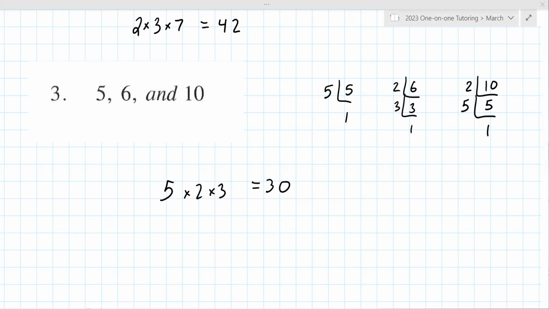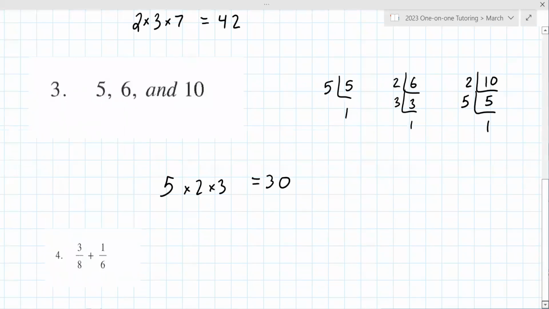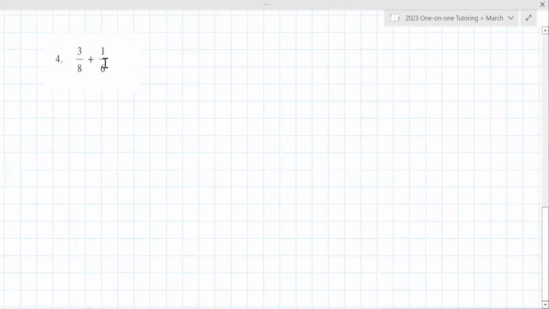Now, if you're wondering, well, why do I need to know this, or what is this useful for? Problem like 4, you want to find the LCM between 8 and 6. So will you try that using the factor ladder approach?